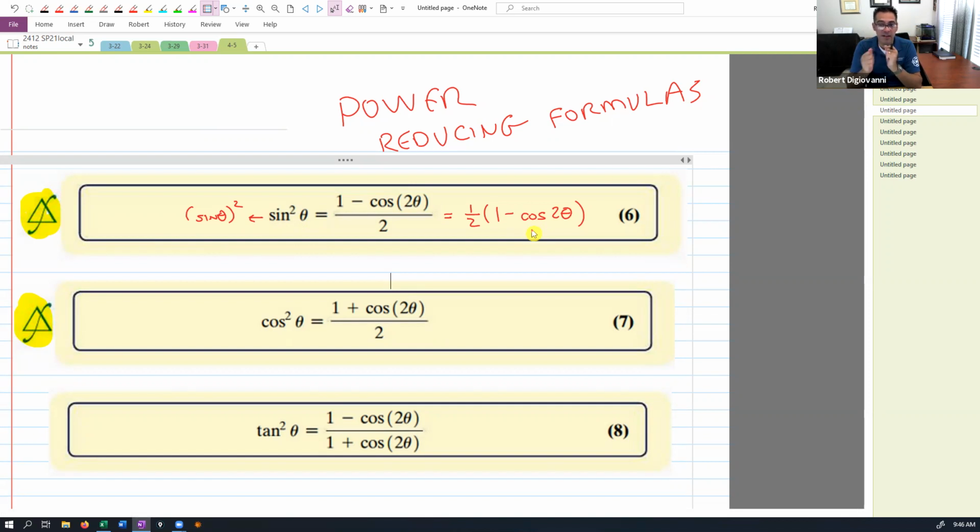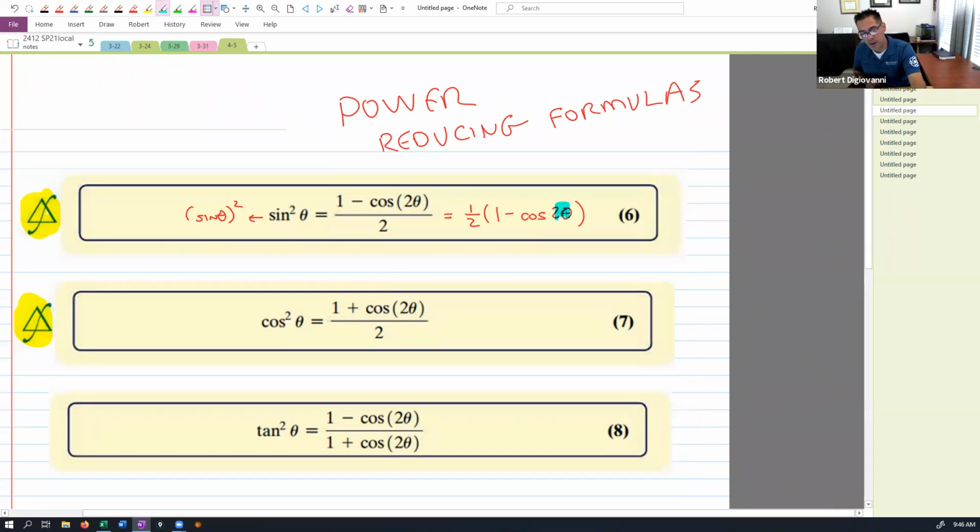Now, there's a give and a take though. In order for us to reduce the power and get rid of a squared, we actually wind up doubling the angle. Do y'all see that? Started out as sine squared of theta, but our final result has something with 2 theta in it. So that's the balance. The power comes down in the formula, but the angle doubles.